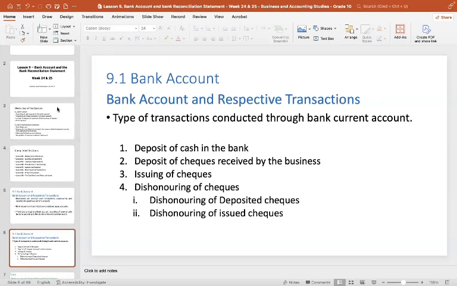Okay, so what type of transactions are there in the bank account? Bank account mainly has four types of transactions: deposit of cash in the bank, deposit of checks received by the business, and issuing of checks, dishonoring of checks. When it comes to dishonoring of checks, there are two parts: dishonoring of deposited checks and dishonoring of issued checks. So we will be learning about these four types today. And firstly we will look at deposit of cash in the bank, and then deposit of checks received by the business. And we will be learning about issuing of checks and dishonoring of checks in the subsequent parts.